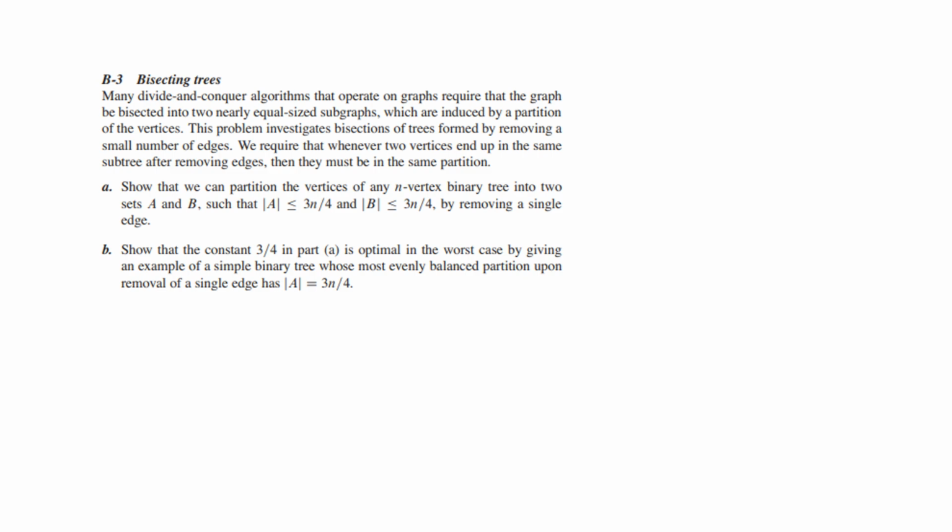Let us assume for now that theorem A is true and look at theorem B. What does theorem B say? Theorem B says that if we want to change this constant from 3 by 4 to some other constant, can we reduce it further, or is it optimal? So let's take a binary tree with just two nodes. By removing this edge, we can bifurcate into size n by 2 each, which are both less than or equal to 3n by 4.